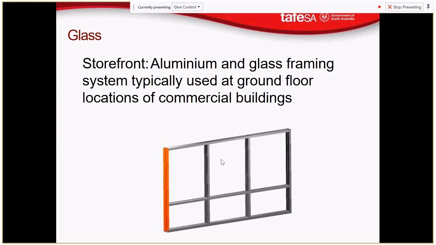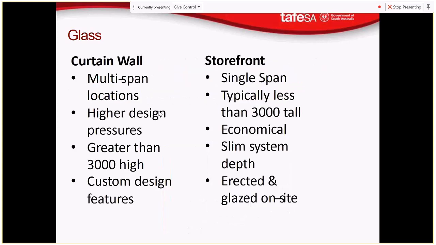So I guess this is not really curtain. This is not typically what I would say is curtain wall glazing, but close enough. Same sort of principles apply. So here we have the storefront type framing there. So that's exactly what we're seeing here. The storefront aluminium and glass framing system typically used at ground floor locations of commercial buildings.